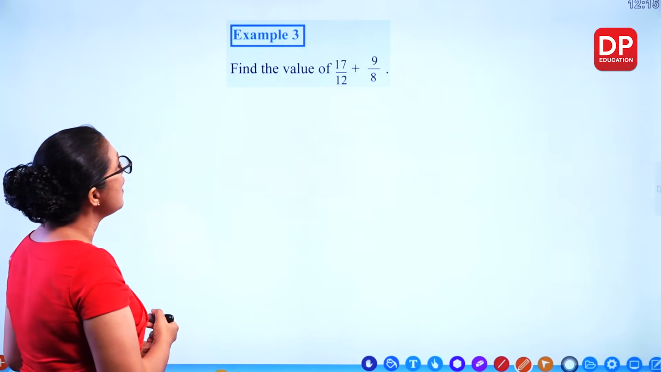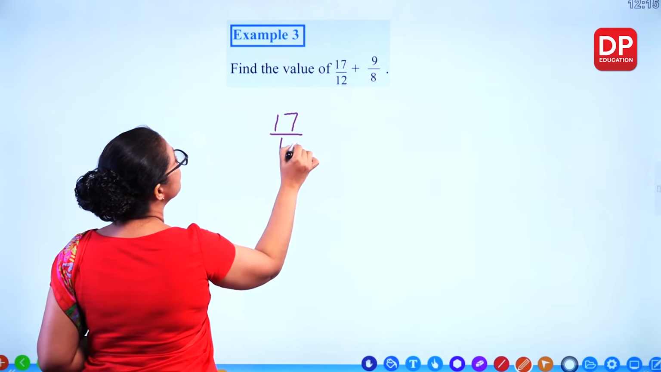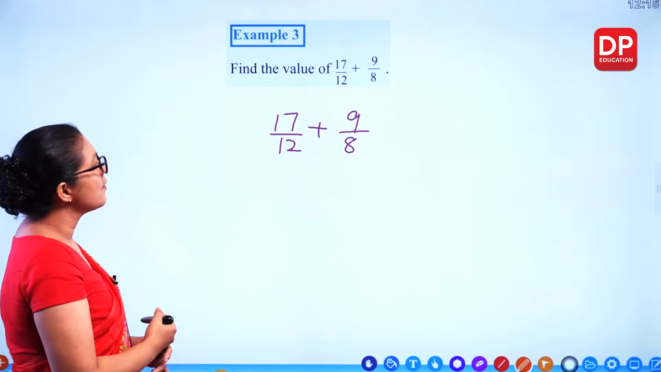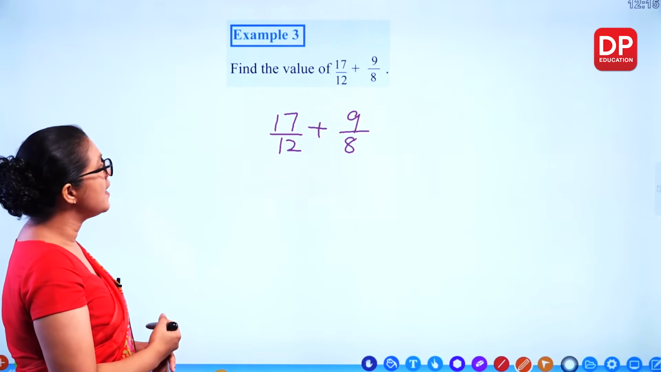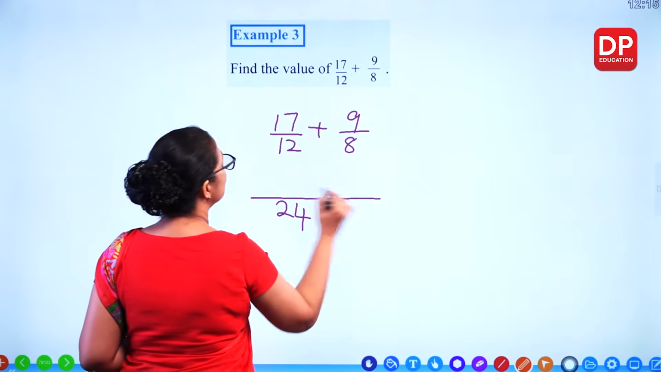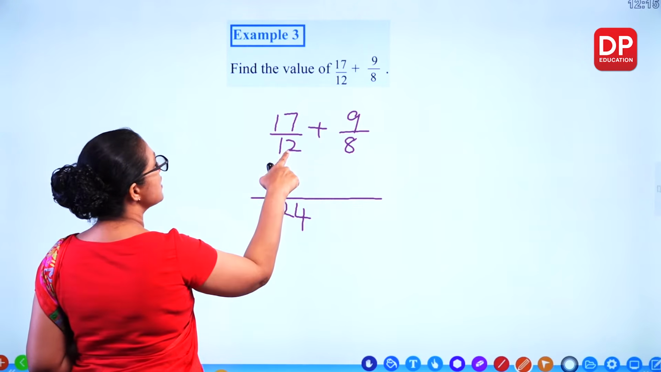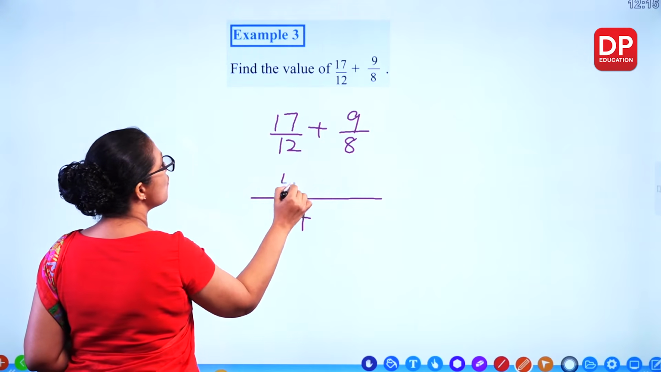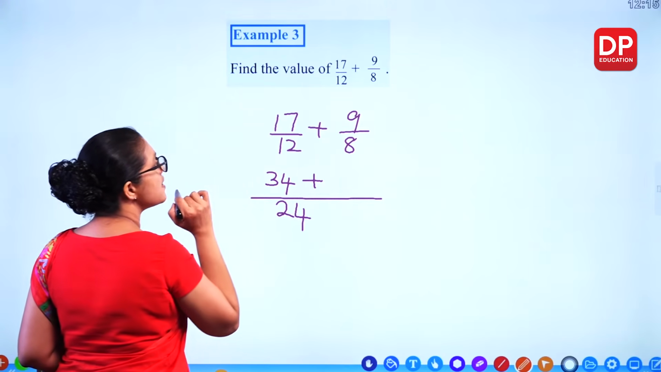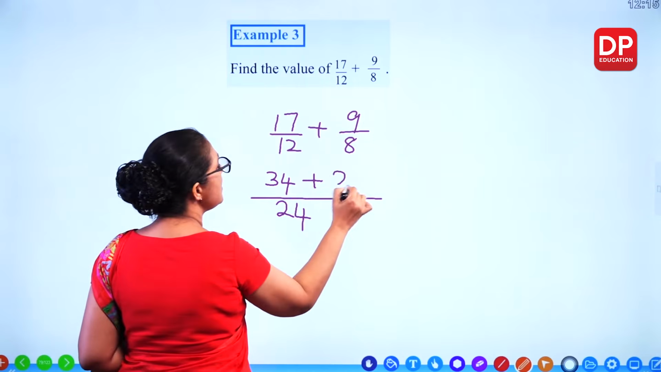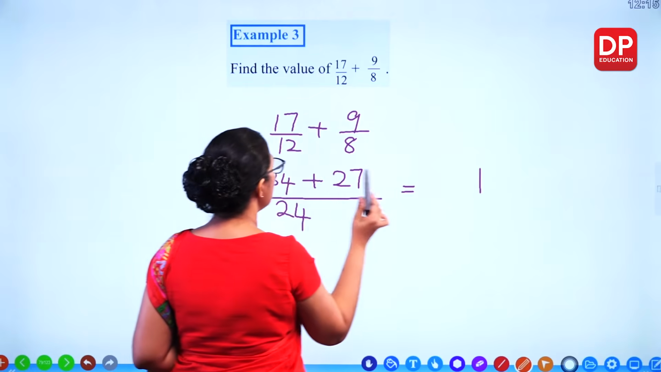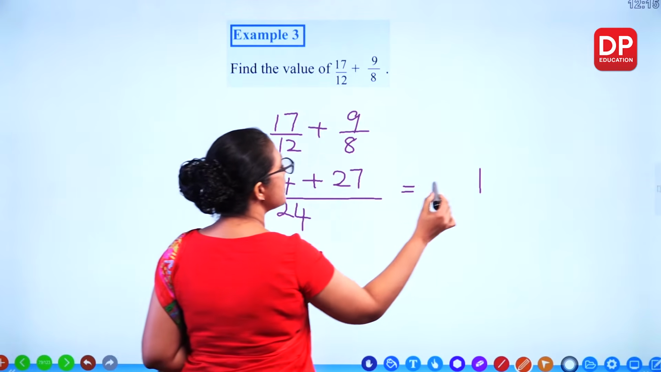Example number 3. Find the value of 1 and 7 over 12 and 1 and 1 over 8. So what's the common denominator? 12 and 8. You get 24. Convert both to 24. Multiply this by 2. 2 times 7, 14. And 2 times 1, 2 plus 1, 3. Multiply this by 3. 3 times 9, 27. Now add the numerators. 14 plus 27, 41. 1 remaining. So 3 plus 3, 6.